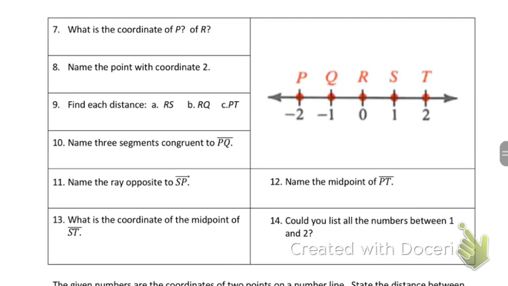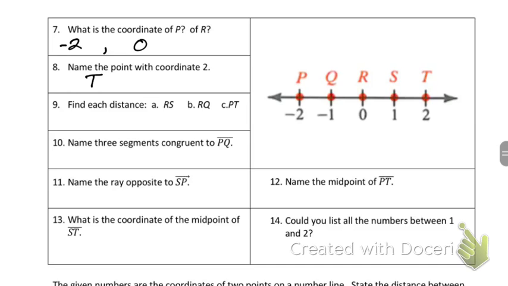What is the coordinate of P and R? I'm going to do those. I like coordinates. The coordinate of P would be -2 because it's just the number below P. And R would just be 0. I like those because they're nice and easy. Name the point with coordinate 2. T. So if I go over at 2, there's a T up there? No.